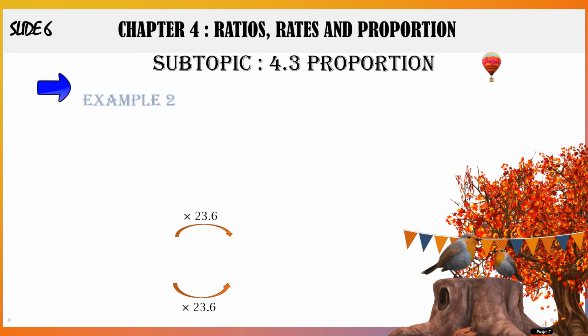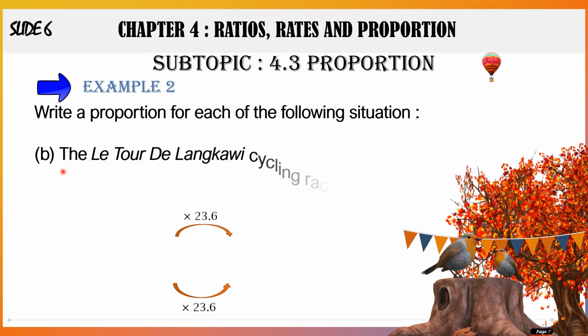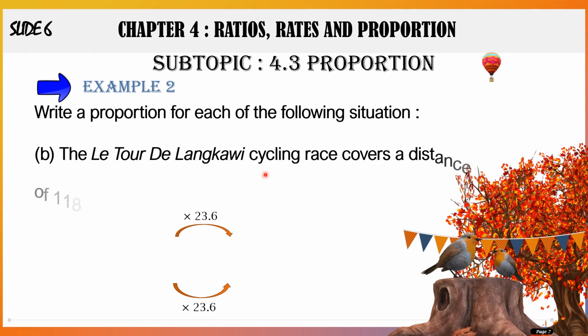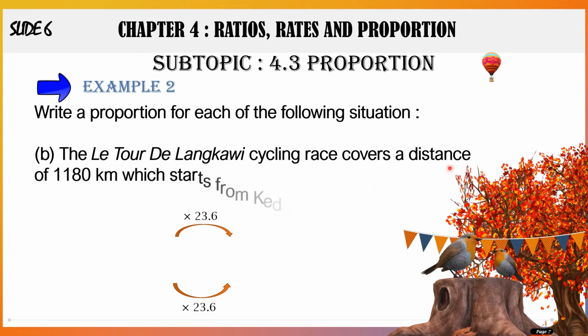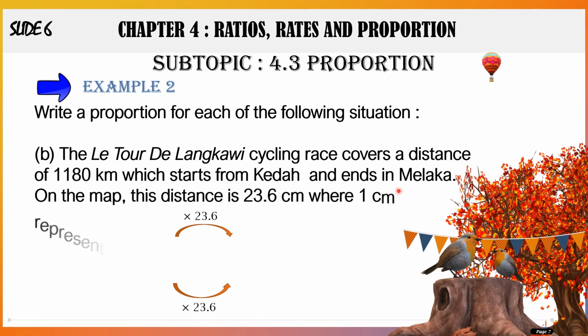Next we go to example 2. Write a proportion for each of the following situations. The Le Tour de Langkawi cycling race covers a distance of 1,180 km, which starts from Kedah and ends in Melaka. On the map, this distance is 23.6 cm, where 1 cm represents 50 km.